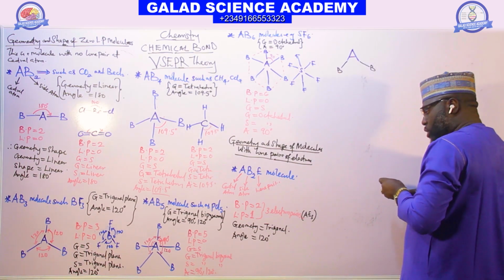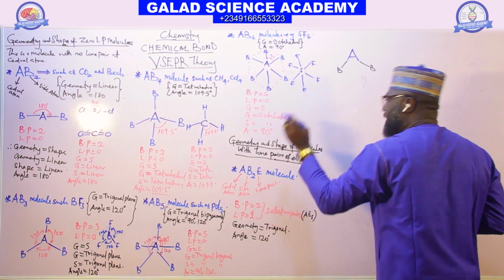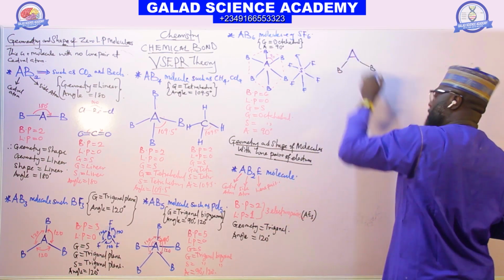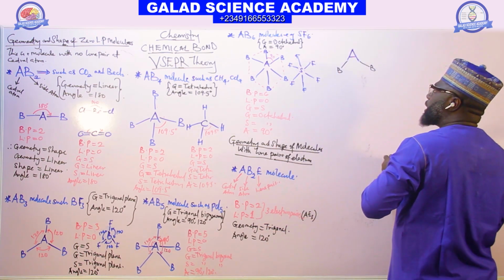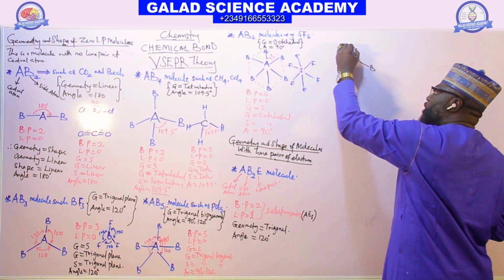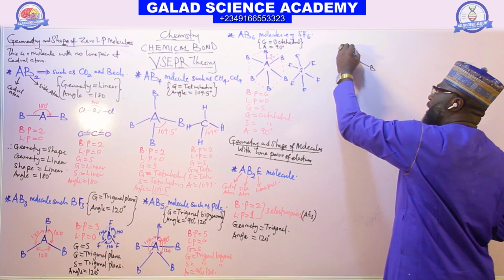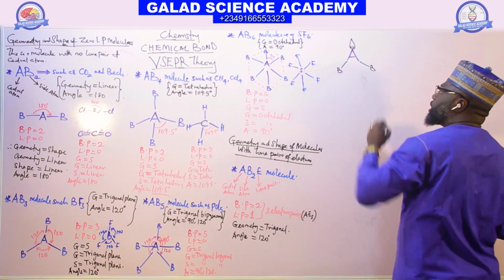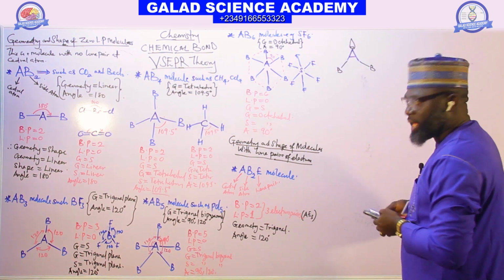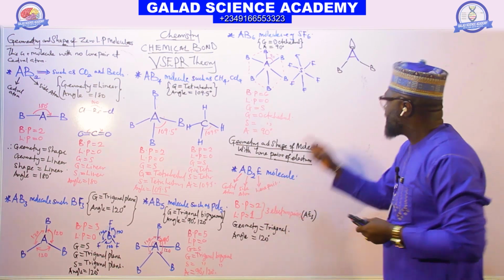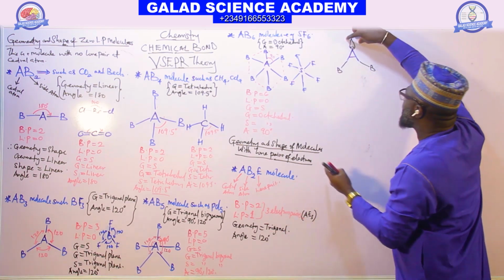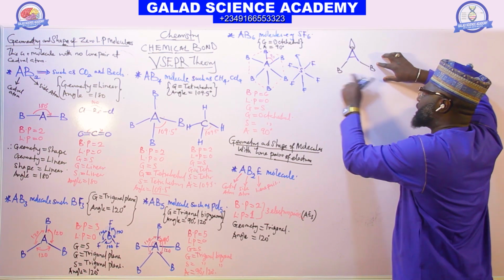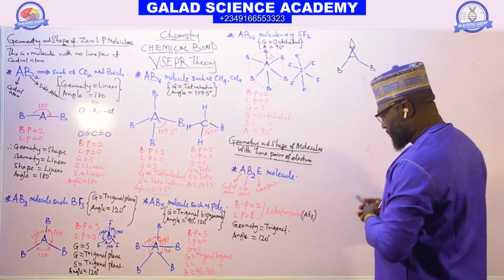And look here. This E is what? This E is the lone pair. And this is the what? Lone pair. You know, we have A, B, E. This is E. This is B.